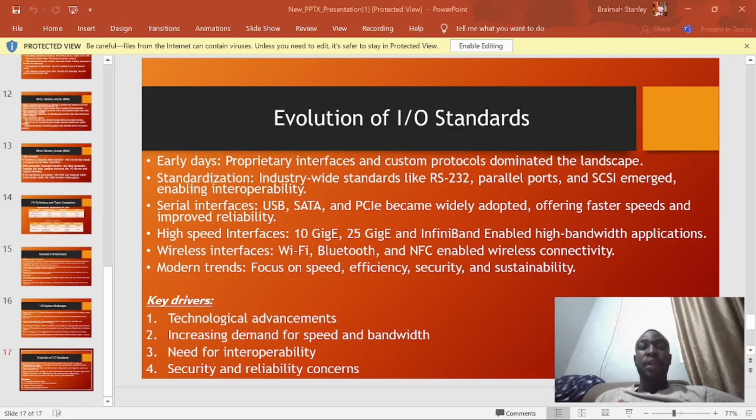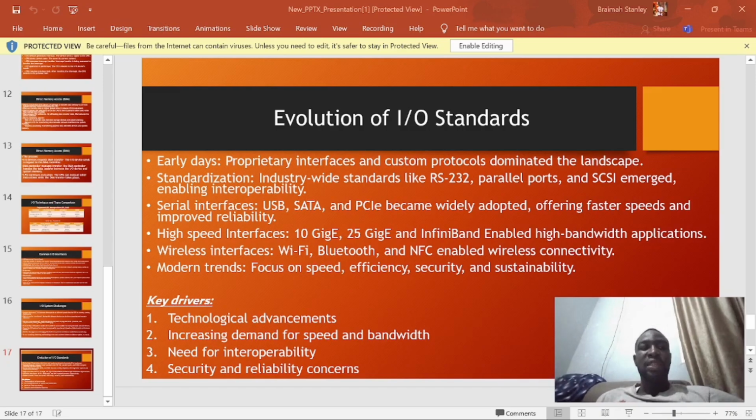The evolution of I/O standards. I/O standards evolved from the early days to the standardization days, serial interfaces, high-speed interfaces, wireless interfaces, and modern trends. At first, every computer had a different shaped doorway, which are the ports, where you fit in different cables to connect it to a different device. Then later, everyone agreed that there should be few shaped doorways, like the old printer ports. That was a lot better because a different device from any company would fit.